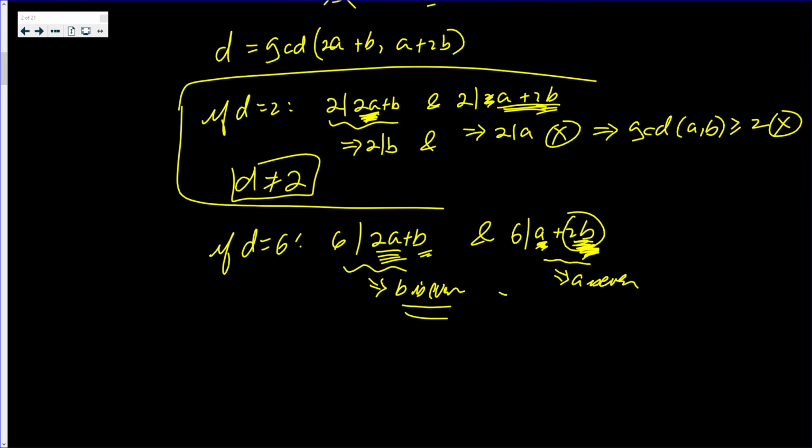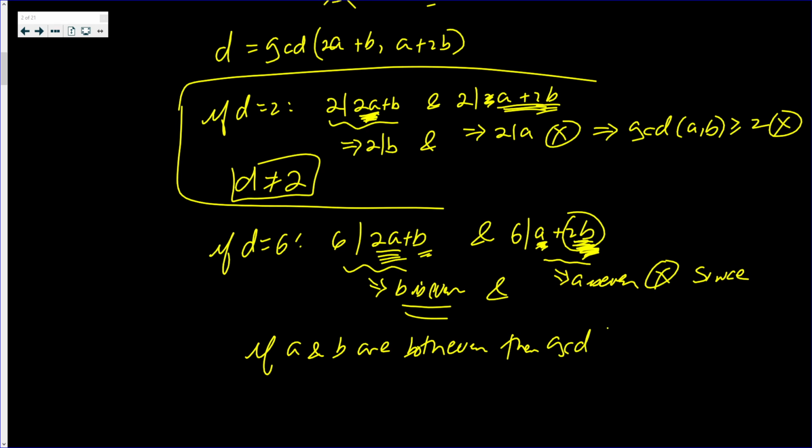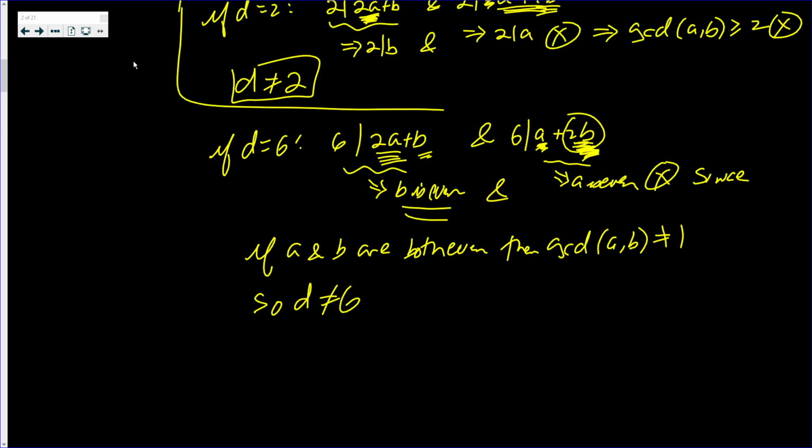But this is a contradiction, since if A and B are both even, then the GCD of A and B can't be 1. It would have to be at least 2. So D cannot be 6. Hence, D can be 1 or 3. But that is what we wanted to show.